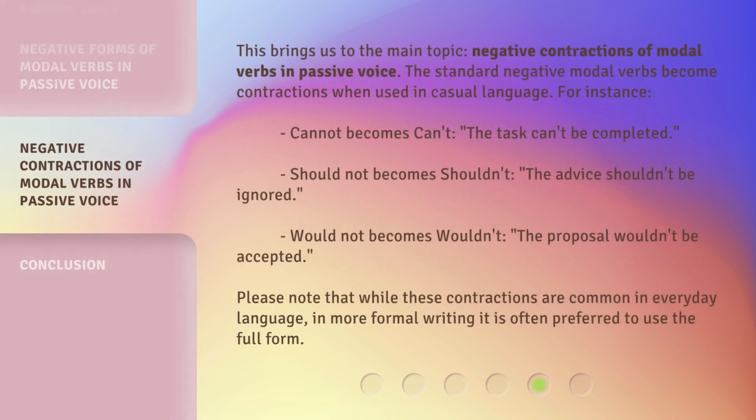This brings us to the main topic: negative contractions of modal verbs in passive voice. The standard negative modal verbs become contractions when used in casual language. For instance, cannot becomes can't, the task can't be completed. Should not becomes shouldn't, the advice shouldn't be ignored. Would not becomes wouldn't, the proposal wouldn't be accepted.